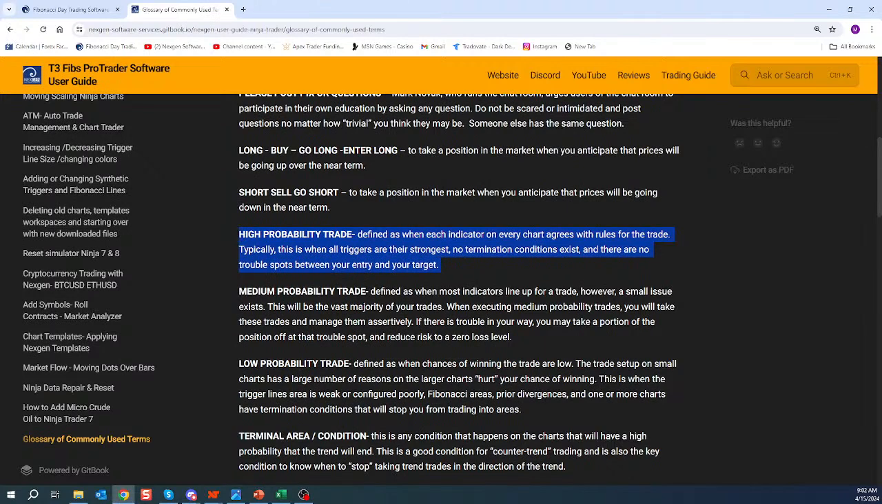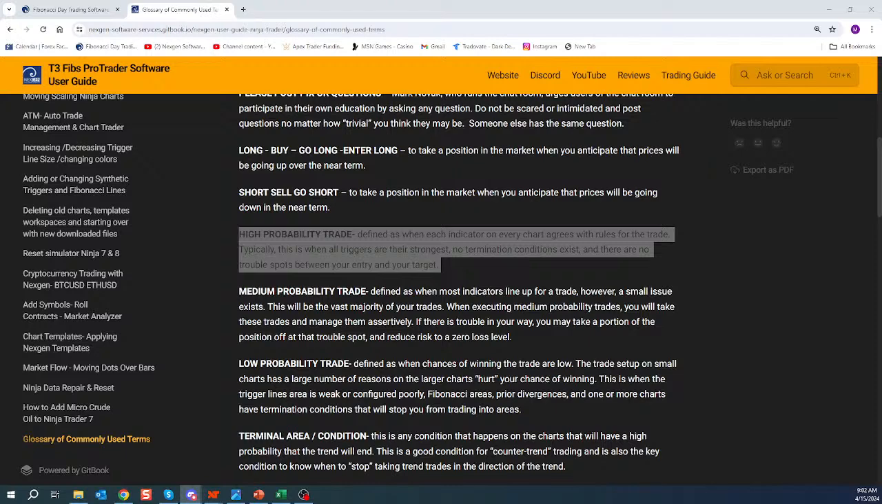But the one that I think is the most important in the glossary of common terms is the high probability trade. Just the definition there, guys. It's defined as when each indicator on every chart agrees for the trade. Triggers are their strongest. No termination conditions exist. There's no trouble spots between your entry and your target. This high probability trend trade, guys, we are going to do a lot with it this morning. This is a trade that when you follow the rules typically wins 70 to 80% of the time.